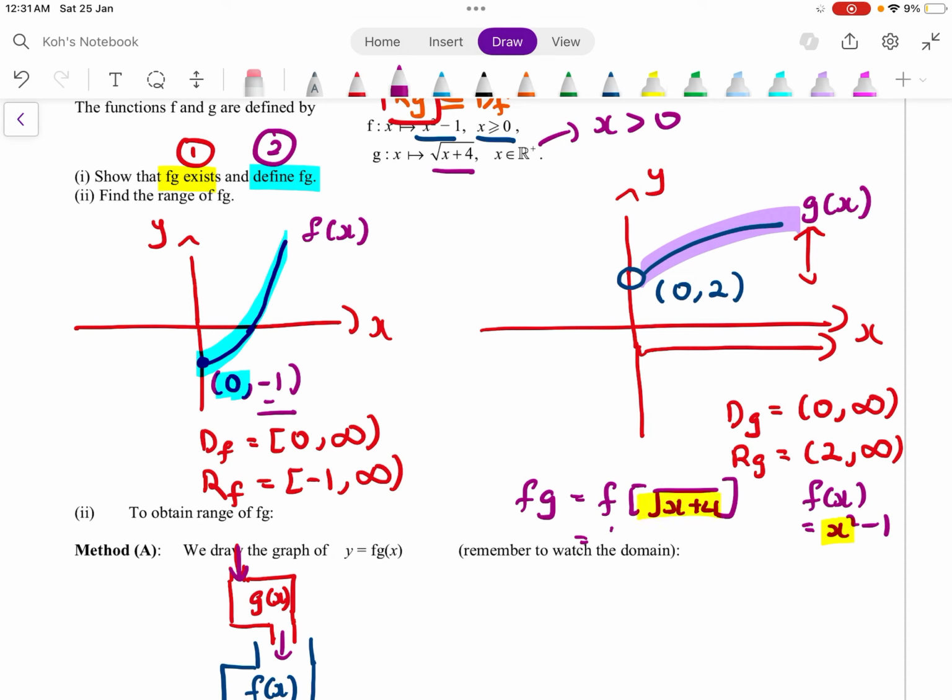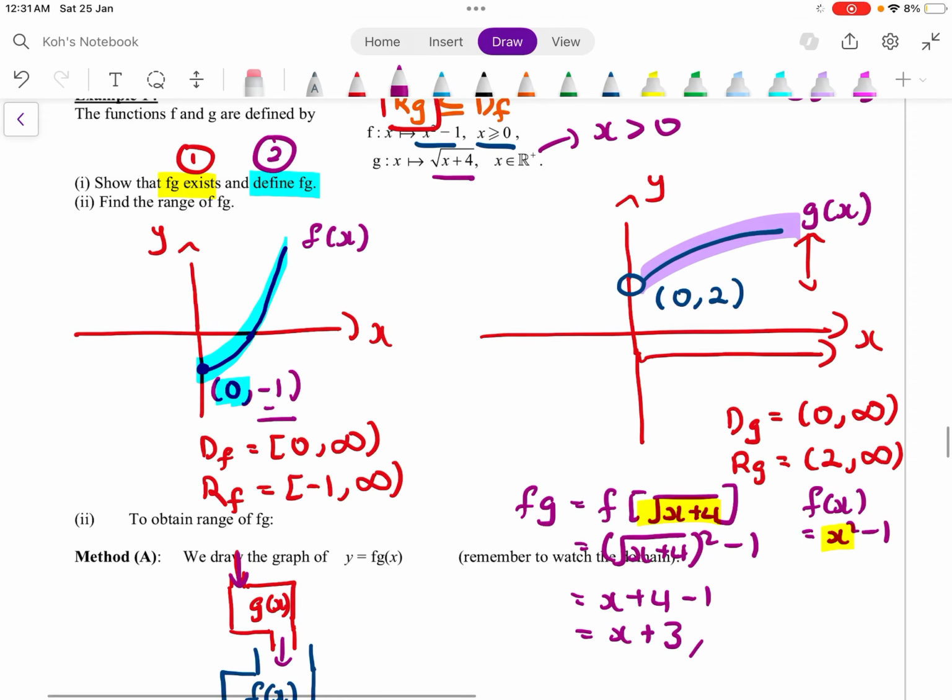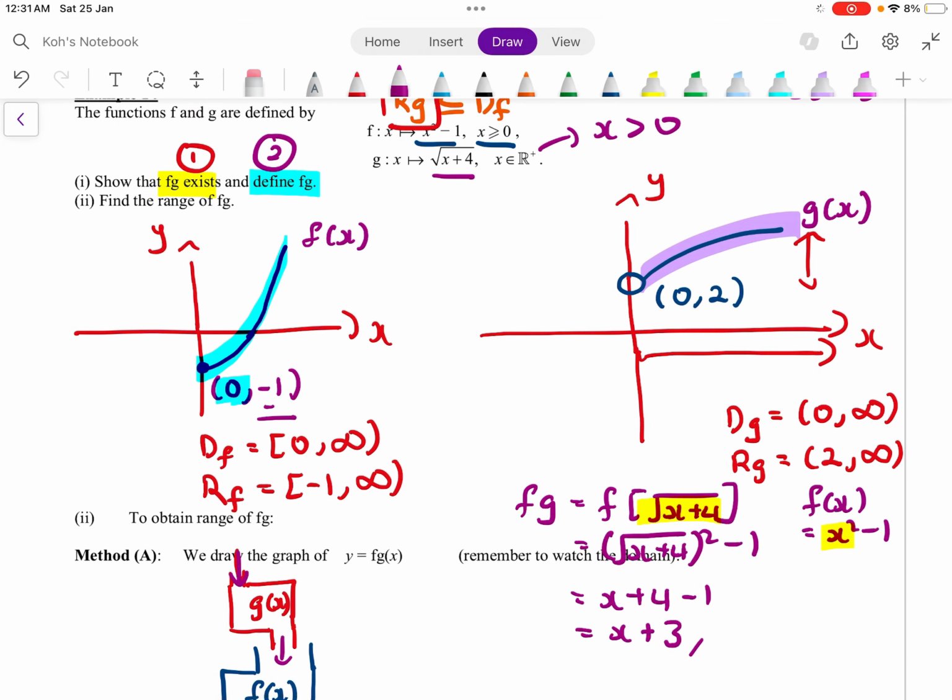Means you will get something like this: (x + 4) squared minus 1. So this will give you x + 4 - 1, which is equal to x + 3. So this is the equation of fg, or what they call the rule. Of course, you must give them the domain as well. Okay, domain, right? How do I determine the domain of fg?